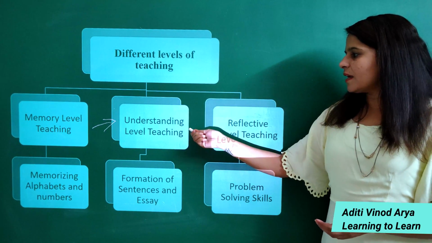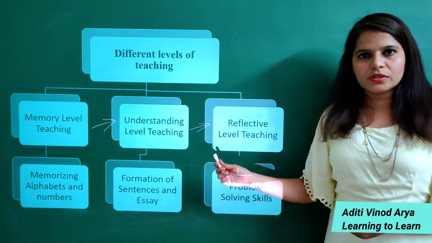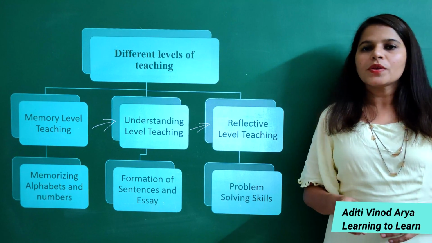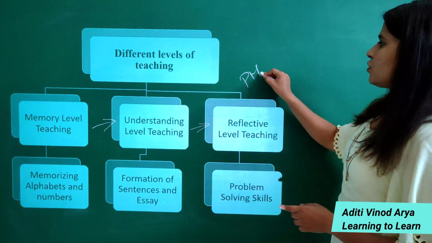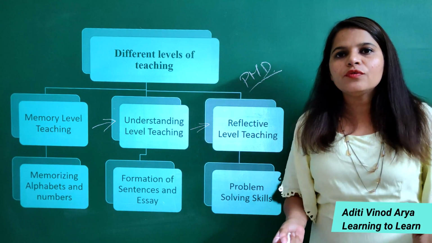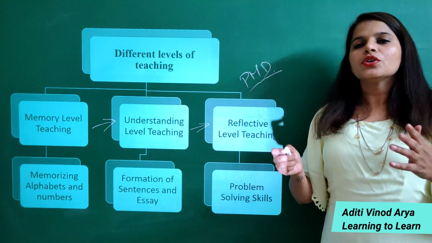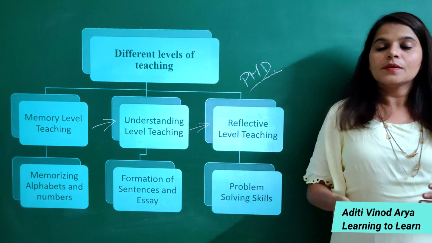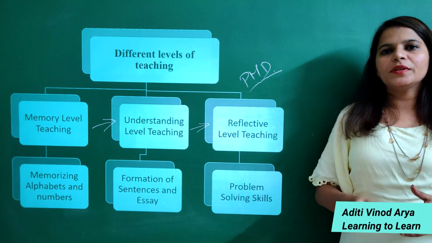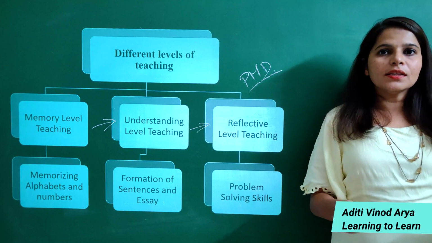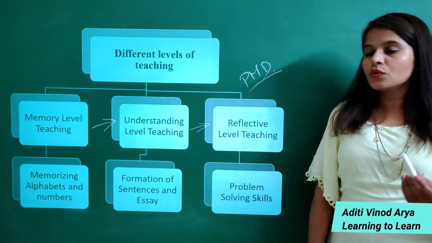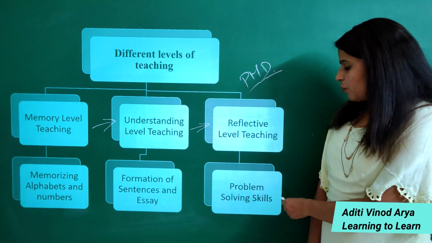Now, after understanding level, the last level is reflective level. This is the topmost level, and this is known as the problem solving technique or problem solving skills. Why so? Suppose I take an example of a PhD. If you are trying to do a PhD, nobody is going to spoon feed you the entire thing. You have to remember various things, and you have to try to solve your own problems, because the guide would be there only to guide you. Your guide would be there only to give you guidance, but he's not there to solve your problems. You should be able to solve your problems yourself. So that is why reflective level teaching is problem solving skills.